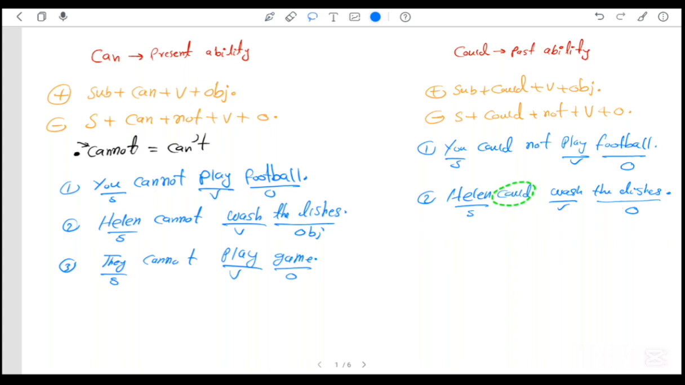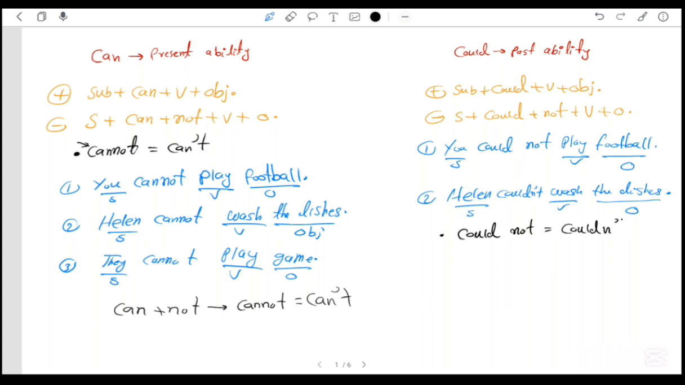Okay, just let me write not here, like couldn't. Helen couldn't wash the dishes. You may have a question: I have already told you that we write can plus not together in sentences, like cannot, or can't in speaking. But what about could? With could, we don't write not and could together, we write them separately. Make sure when you write could with not, write it separately, could not, or in speaking couldn't.